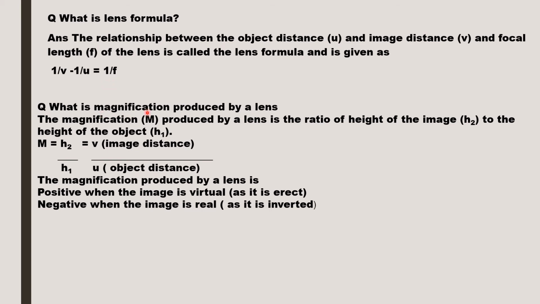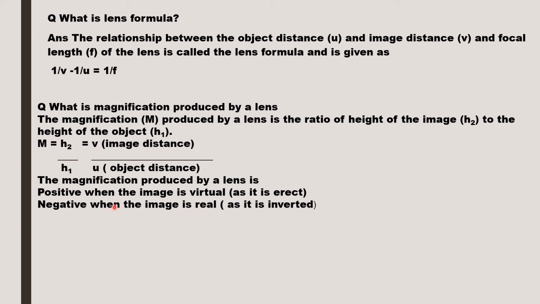Then what is the magnification produced by a lens? Once again here formula of magnification is very important. The magnification M produced by a lens is a ratio of height of the image h2 to the height of the object h1. So M will be equal to h2 upon h1, which is also equal to v upon u, where v is the image distance and u is the object distance. So formula of M is equal to h2 upon h1 is equal to v upon u.